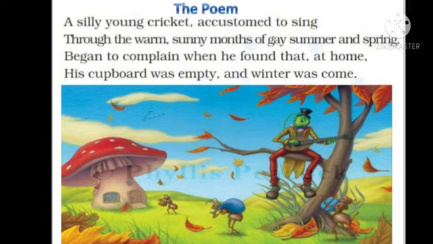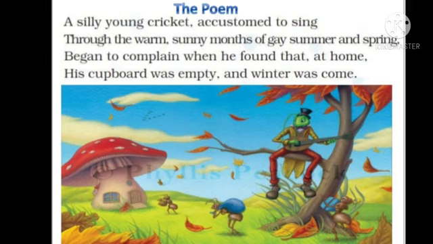So what is the specialty of this cricket? Two adjectives are used here. A silly young cricket. Silly means a foolish young cricket, an idiotic young cricket. Accustomed to sing. Accustomed means known to sing, famous for singing. So what is his quality? He is known for his singing.